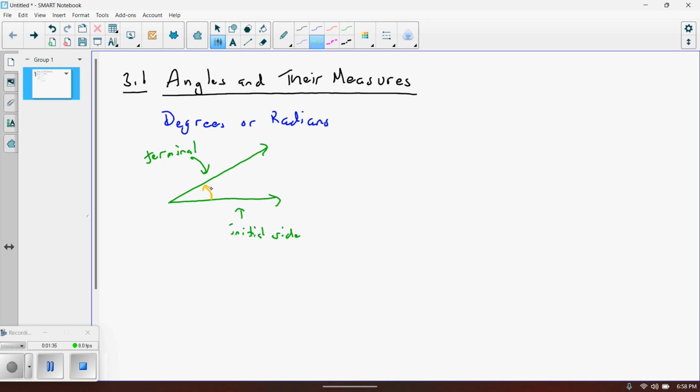And a lot of times we label the angle, excuse me, with a Greek letter. A lot of times alpha, beta, gamma, theta, those are some of the most common ones. I prefer personally theta. It is probably one of the more common ones to use. So that's the way you're going to set up an angle.